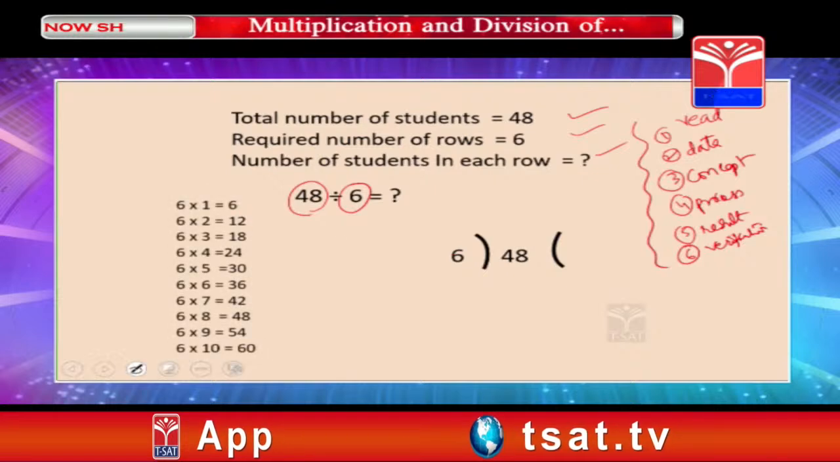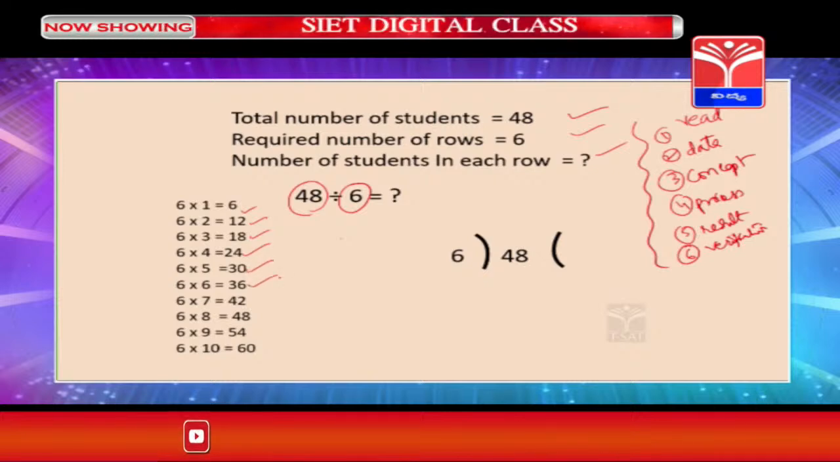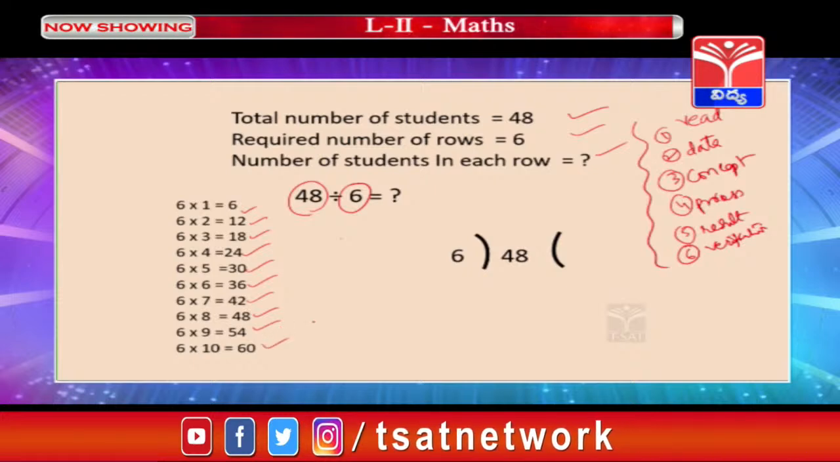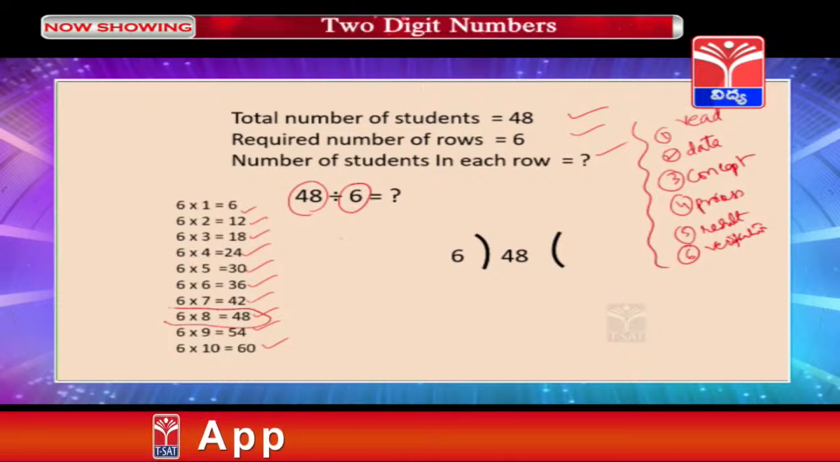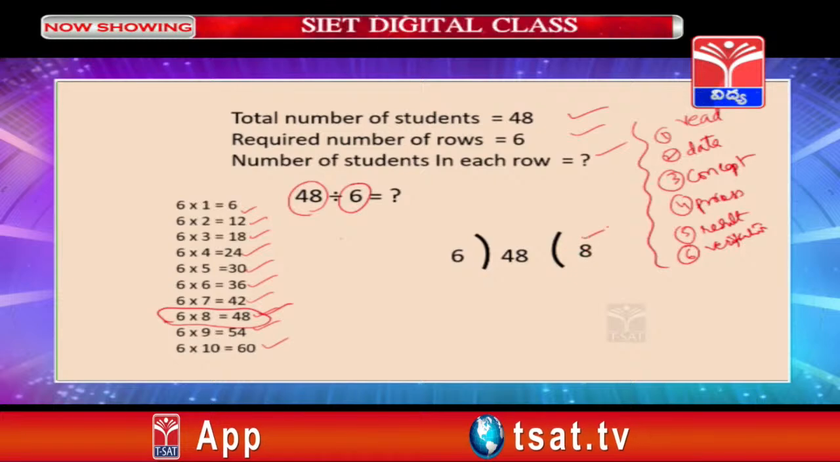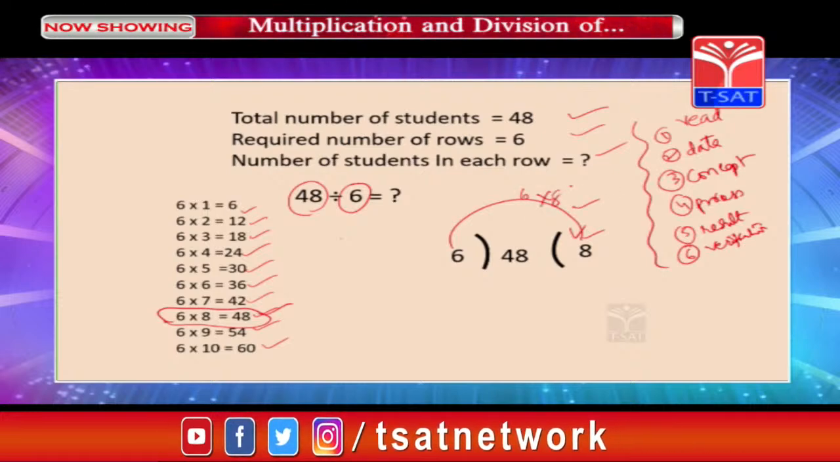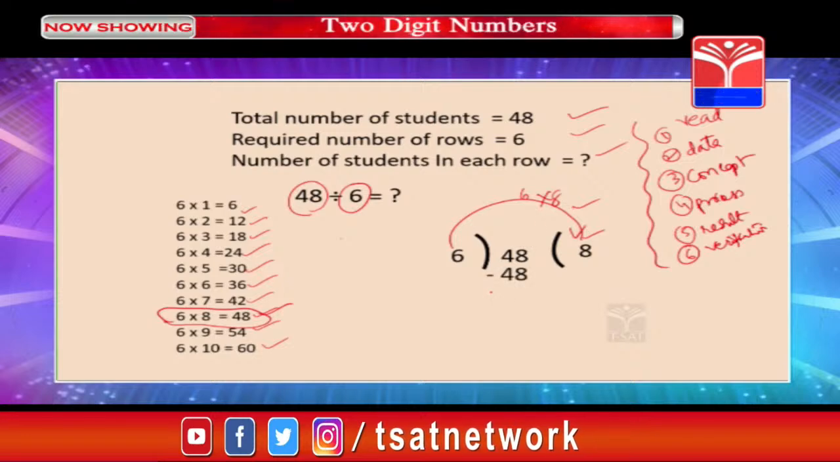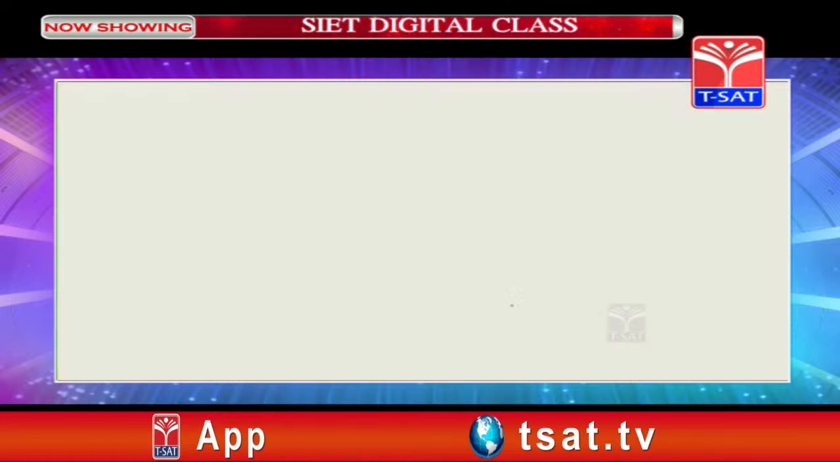See, the 6 table we know: 6 1s are 6, 6 2s are 12, 6 3s are 18, 6 4s are 24, 6 5s are 30, 6 6s are 36, 6 7s are 42, 6 8s are 48, 6 9s are 54 and 6 10s are 60. Here what is appropriate? That means 6 8s are 48. So here we will get 8 as the quotient, and 6 into 8, 6 8s are 48. So 48 will come here. Subtracting 48 from 48, we get 0 as the remainder.